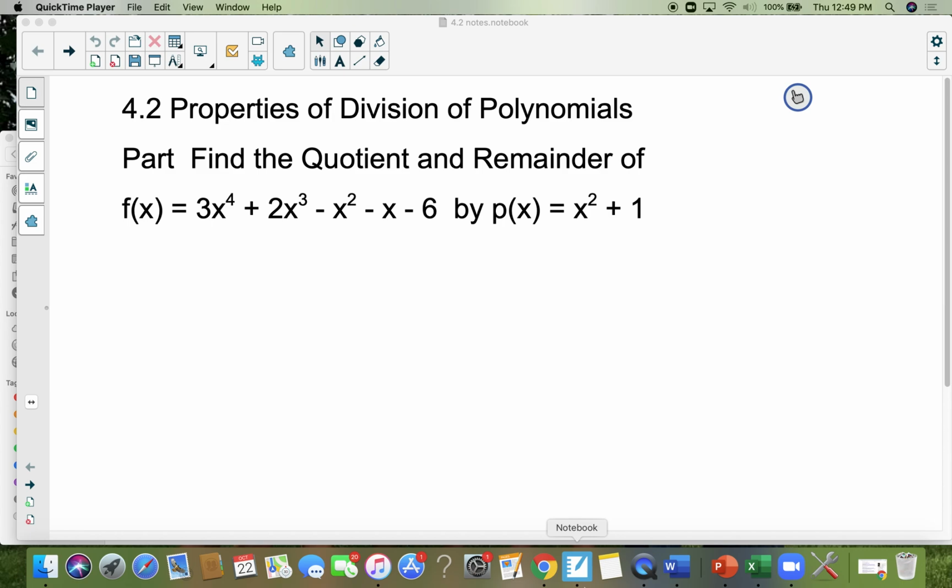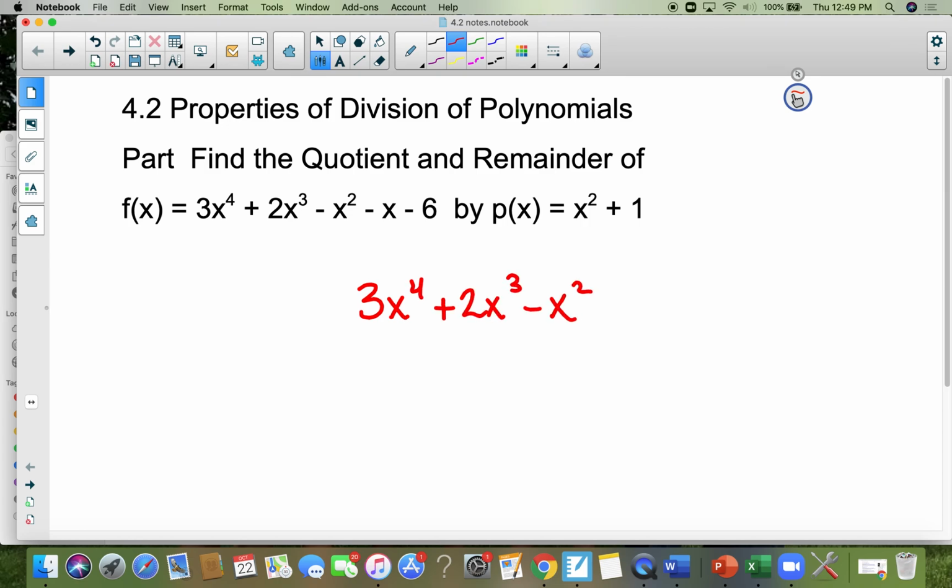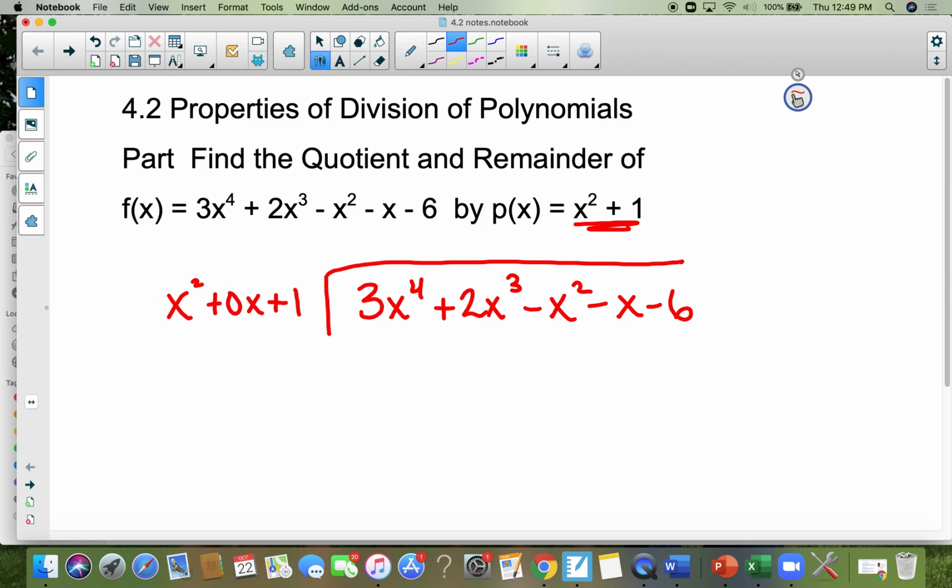Properties of division of polynomials. So basically, you're just doing long division. Make sure the inside of your polynomial is in decreasing order and it's not missing a power. The outside one is missing a power. You need to have that in there. So make sure that it goes in decreasing order and not missing.